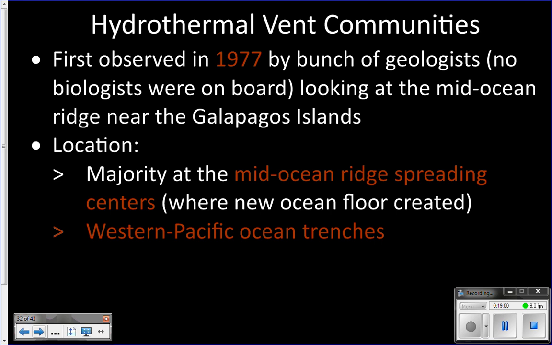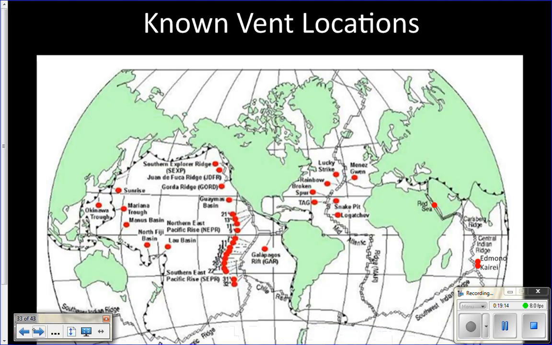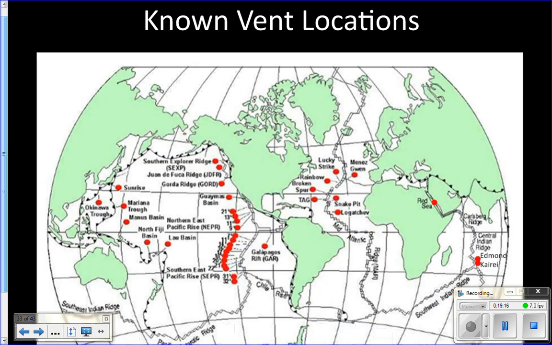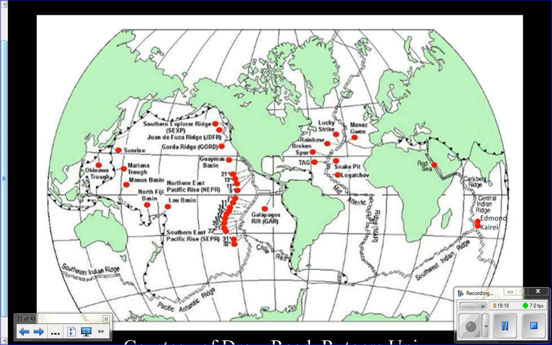Do you remember what the mid-ocean ridges are? Where new crust forms. Yeah, where new crust forms. It's an underwater mountain range made of volcanoes, right, where seafloor spreading occurs. These things occur here. There's the picture of the known vent locations.